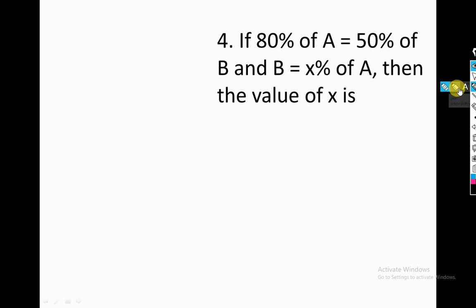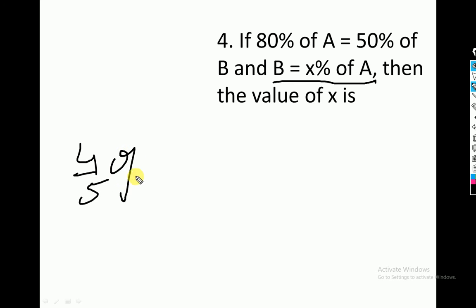This is 80% of A equals 50% of B, and B equals X percentage of A. We have to find out the value of B and A first. It says 4 by 5 of A equals 1 by 2 of B.